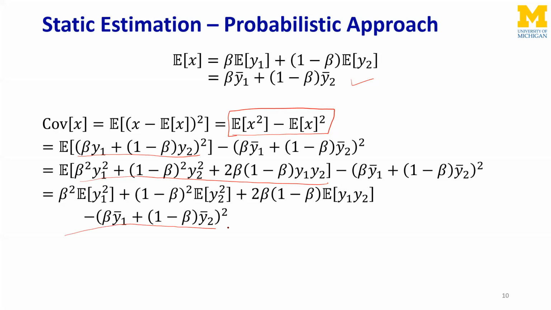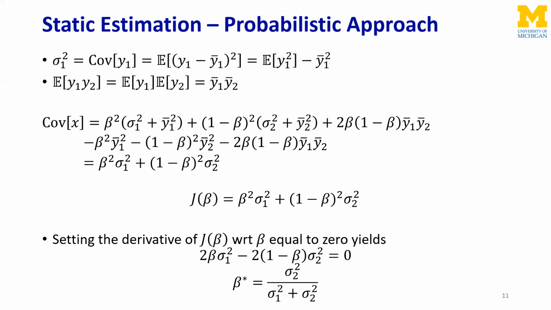You should stop the video and look at this expression to make sure that I get all the terms correctly. So that's the final expression. So that's the covariance of x for our convex sum of random variables y1 and y2. Now we can actually simplify it even further.